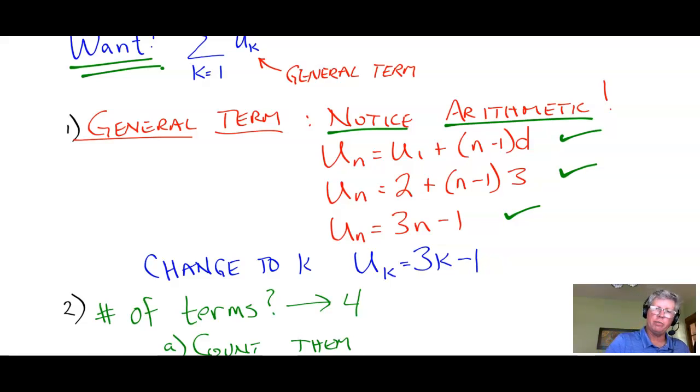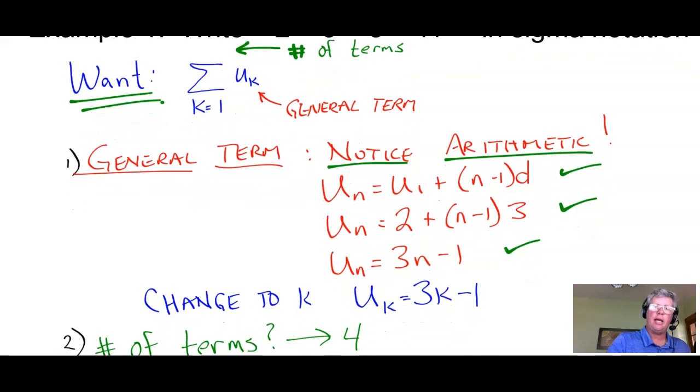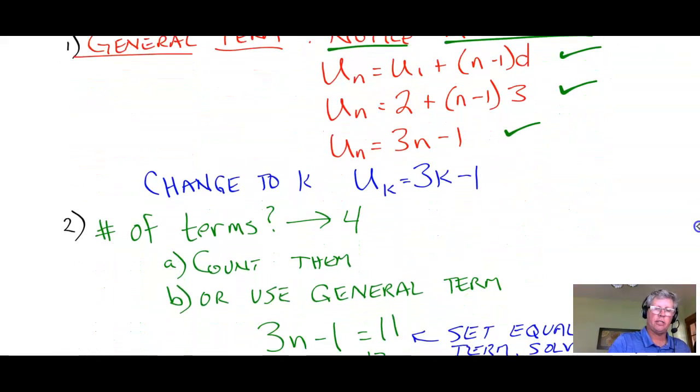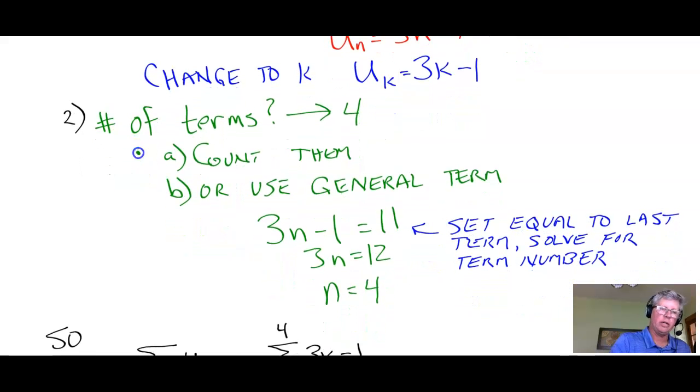The number of terms, well, you can count. I know you can. There's first term, second term, third term, fourth term. So there's 4 terms. Now that's pretty darn easy. So in this example, I did it 2 ways. One, you can count them. Great, there are 4 terms.